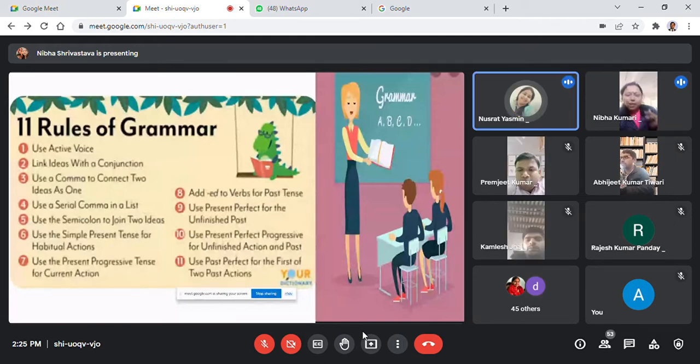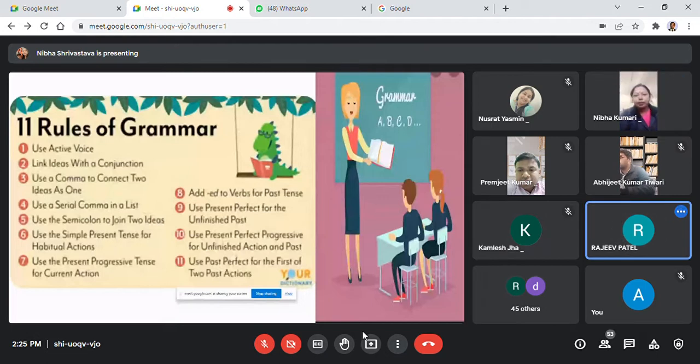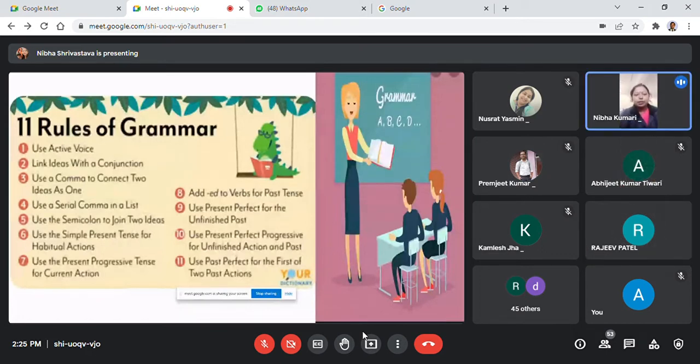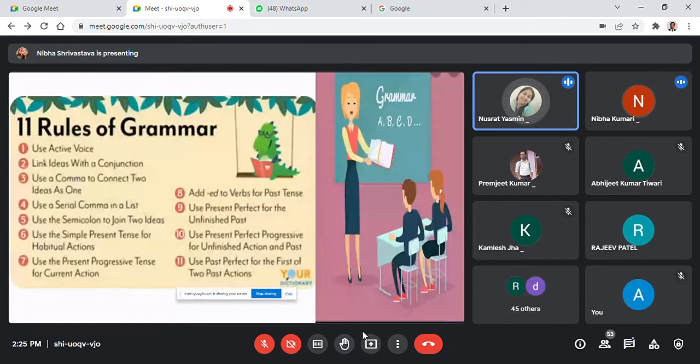Nibha ma'am, you are not properly audible. Yes. I'm not audible. Ma'am, not audible. Sir, let's connect with my network. Okay. Now am I audible? Yes, ma'am.